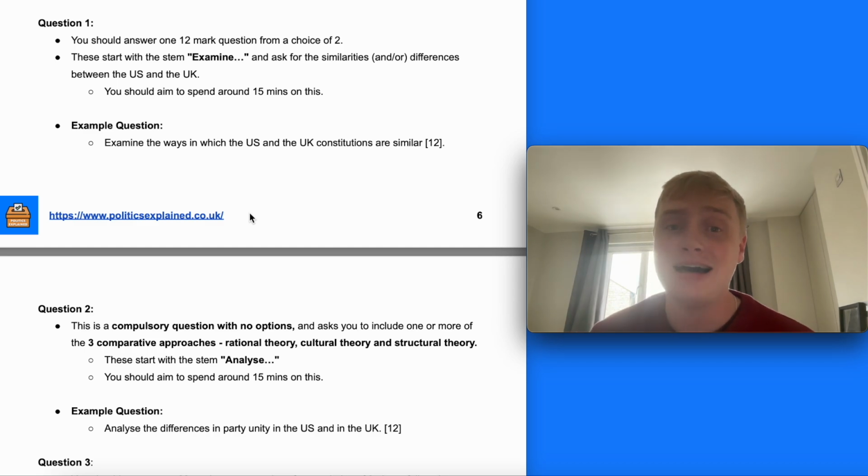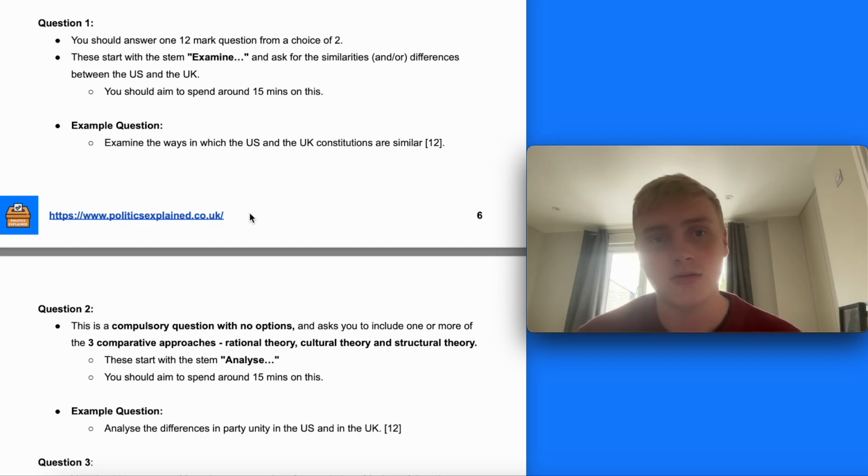And these start with examine and ask you to compare and examine the similarities or differences between the US and the UK. You'll see, because it's lower marks, you spend less time on it, around 15 minutes. So examine the ways in which the US and UK constitutions are similar, for example. So there you get a choice of 2 questions and you do one of them.